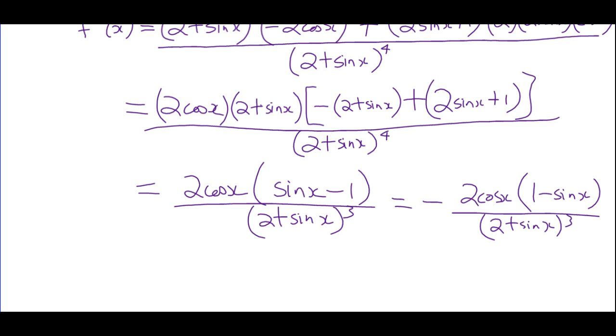Okay, so what about this second derivative? 2 plus sine x cubed is always positive, right? Because sine x at its lowest is negative 1, so at its lowest 2 plus sine x is 1, so this is always positive. So instead we're worried about what's up here, or what's here, either way. So let's say that 2 plus sine x, quantity cubed, is greater than 0 for all x.